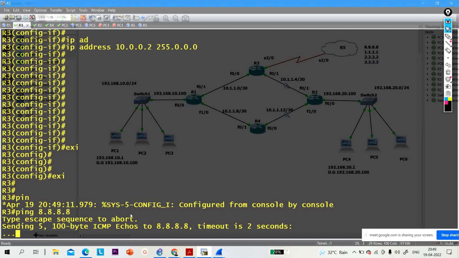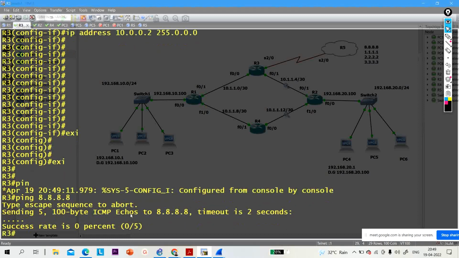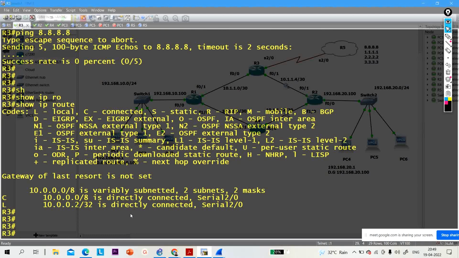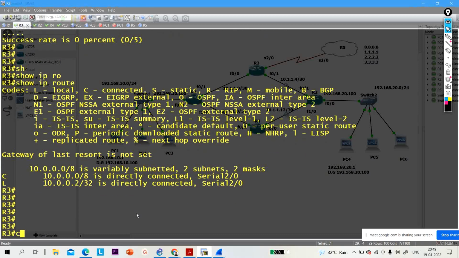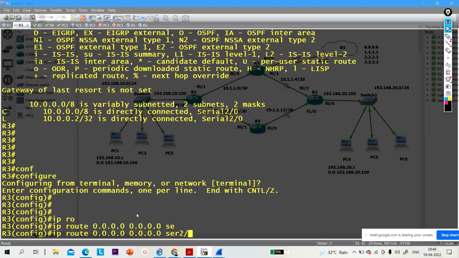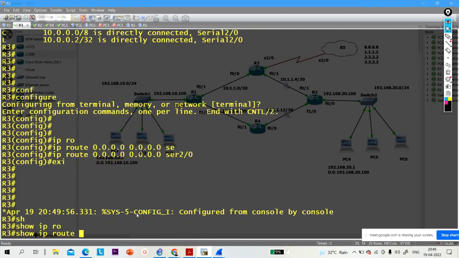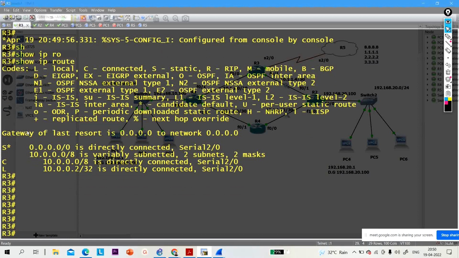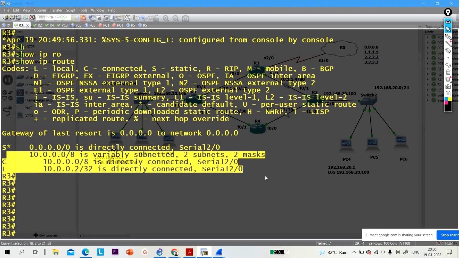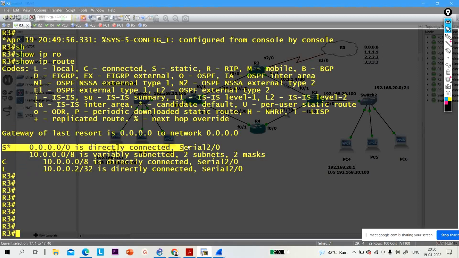Now see, R3 is dropping. Why? There is no default route configured. In the routing table, you can see there is no entry for the 8 network, right? So what I will do is configure a default route. IP route 0.0.0.0, subnet mask 0.0.0.0, and the exit interface will be serial 2/0. See the routing table. Now you can see the gateway of last resort is 0.0.0.0 to network 0.0.0.0. If the router does not find any specific, particular entry in its routing table, then the router will always use this route. This one is the last resort.